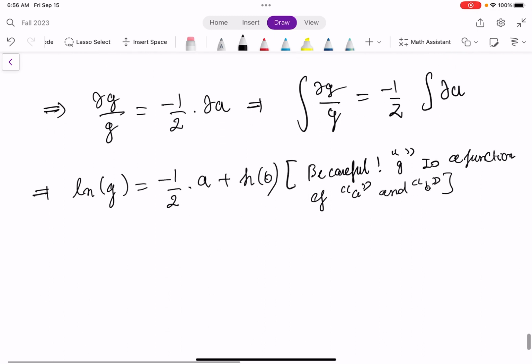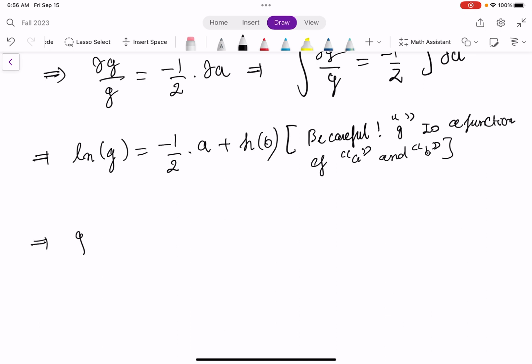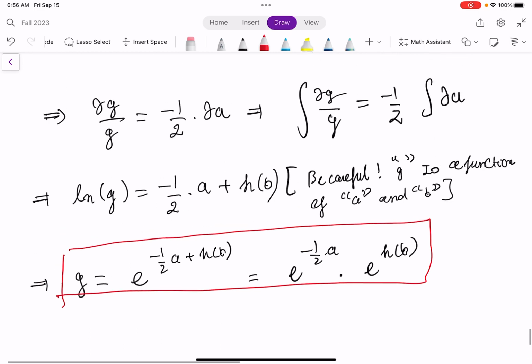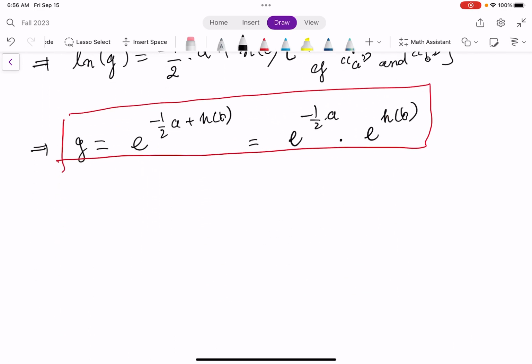At this point you can solve for g by exponentiating both sides, so you get g equals e to the power of negative 1/2 times a plus h of b. Okay, so this is your g. And now we proceed to solve equation 7. That's another useful expression we can calculate.